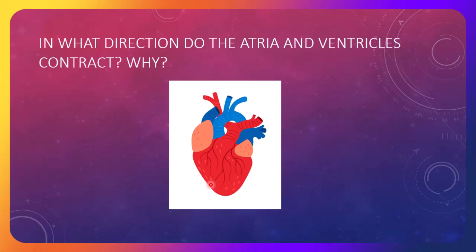Okay. So again, atria contract because all of their blood is coming this way. And then the ventricles contract because all of their blood is going that way. Questions? Yes.